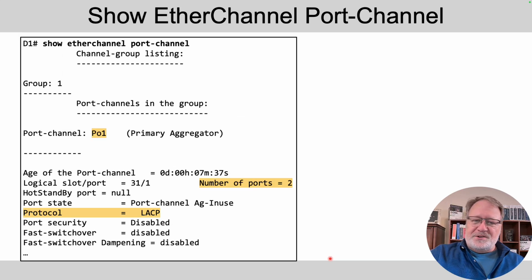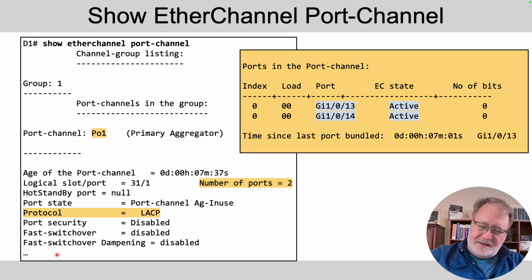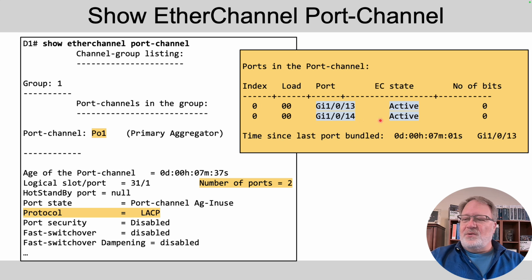Next up, show EtherChannel, but instead of summary, you give it the keyword port-channel. One of the things that's interesting about this, it tells you the number of ports and that it's using LACP, but the total output doesn't fit on the slide. So up here is what would be down here at the bottom, it just doesn't fit. And that's where the good stuff is. It lists one line each for the different ports, and it lists their current state, whether they're active or suspended. So you get a more specific view.